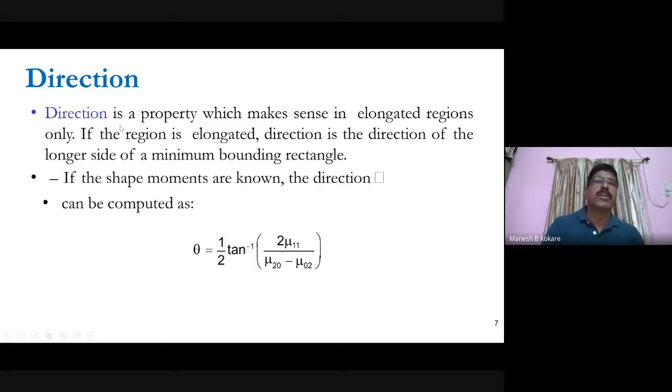So how is direction calculated? Direction is a property which makes sense only in elongated regions. If the region is elongated, the direction is the direction of the longer side of the minimum bounding rectangle. If the shape moments are known, the direction can be calculated from the moments. We'll see moments in our next part.